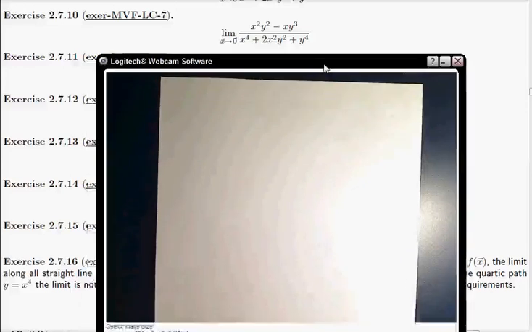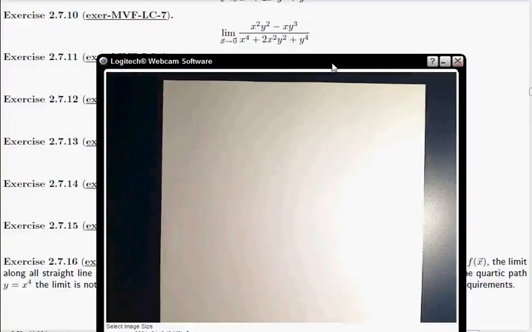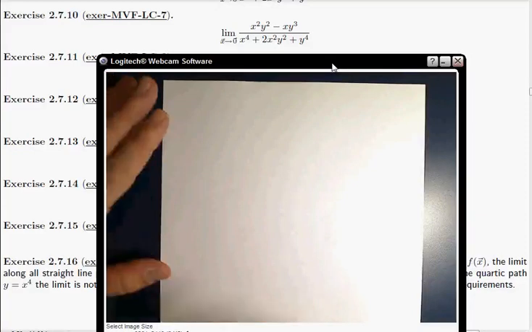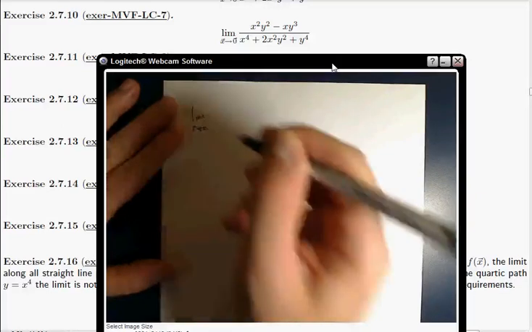Okay, so let's do LC7 here. Again, you notice two things. We're approaching the origin, and the denominator is r to the fourth. So let's convert this into polar just because it looks like it's got a lot of potential there. So let's take the limit as r approaches 0.